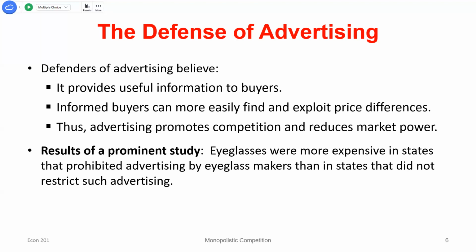But what they find is eyeglasses were more expensive in states where advertising was allowed, right? So when you had people dumping money into advertising, trying to convince people that their eyeglasses were better, in those states we saw higher prices as well. So this would be evidence that maybe advertising is not a good thing, right? It's hurting consumers. Maybe it is providing them with some information about what exists out there, what the prices are, but that's more than outweighed by the fact that it's giving these companies a little bit more monopolistic competitive power.